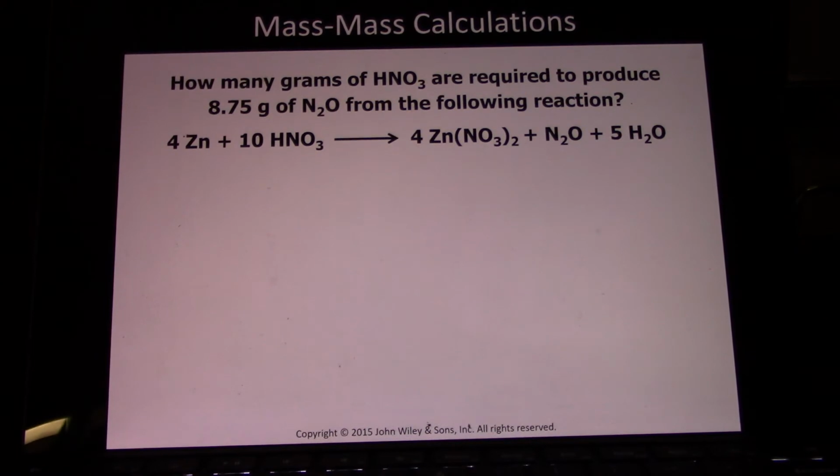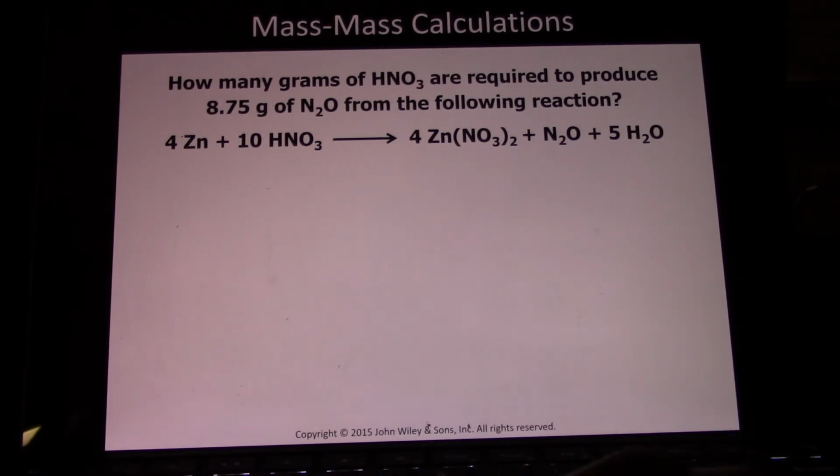How many grams of nitric acid are required to produce 8.75 grams of dinitrogen monoxide from the following reaction? Let's make sure it's balanced. 4 zinc, 4 zinc. 10 hydrogens, 10 hydrogens. Here we have 8 nitrates, and here we have 10 nitrates, and some of the nitrates broke up, so that makes it harder. So we have 8 nitrates and 8 nitrates, and there's 2 more here, so there's 2 nitrogens and 6 oxygens still unaccounted for. So we look over here, we have 2 nitrogens, then 1 plus 5, 6 oxygens, so it is balanced.